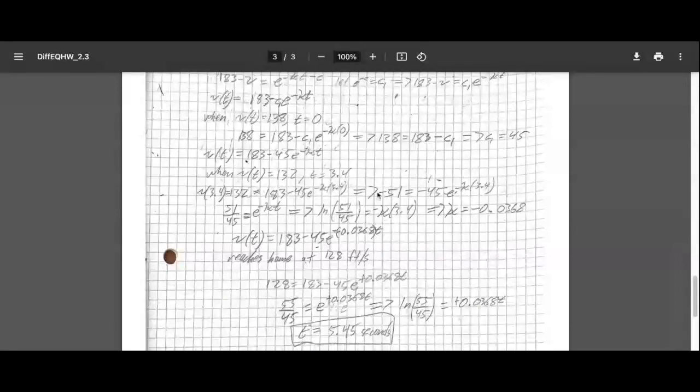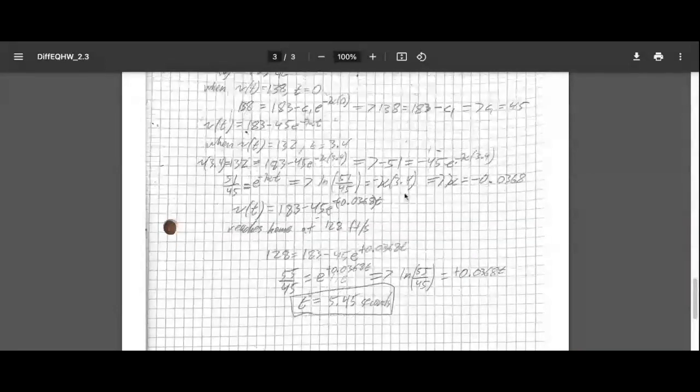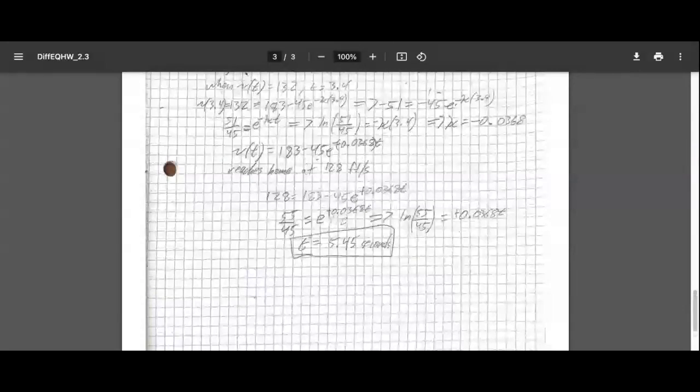We get a value of ln of 51 divided by 45 equaling negative a constant times 3.4, and then we get this decimal here. There was no real nice way to put it, I suppose, so I just left it as a decimal, negative 0.0368. I plug that in, and then I take in the last bit of data, that it reaches home plate at 128 feet per second. This allows me to plug that in and then solve for time.